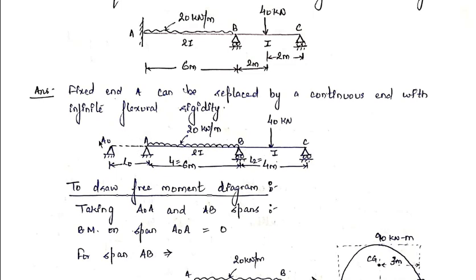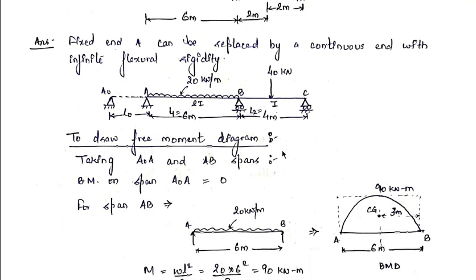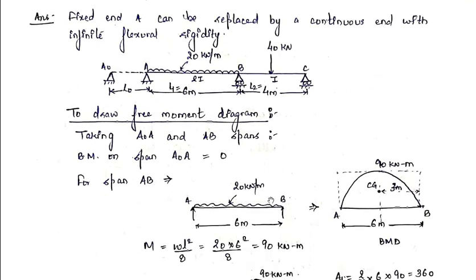So first we are going to take A0A and AB. If you see here in span A0A, there is no load, so the free bending moment will be 0. We don't need to calculate the bending moment here because it will be 0. Now let's take the span AB. In order to calculate the free bending moment, make all the supports simple supports and apply the same loading as given in the question. So the loading is a 20 kilonewton per meter UDL and the length is 6 meters.